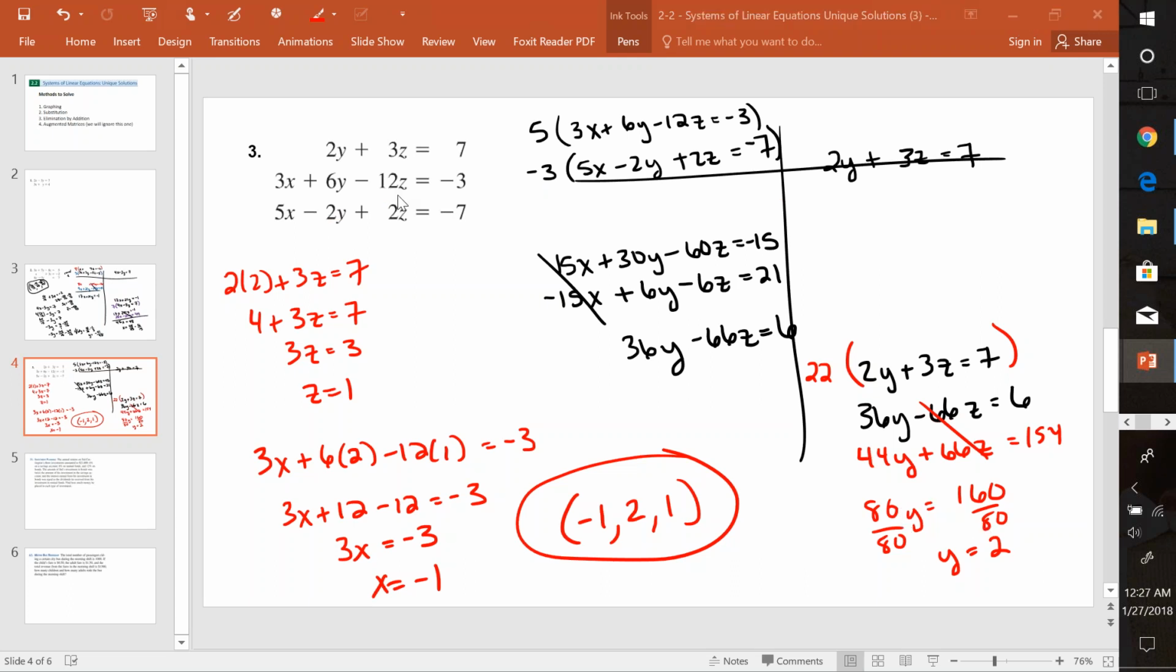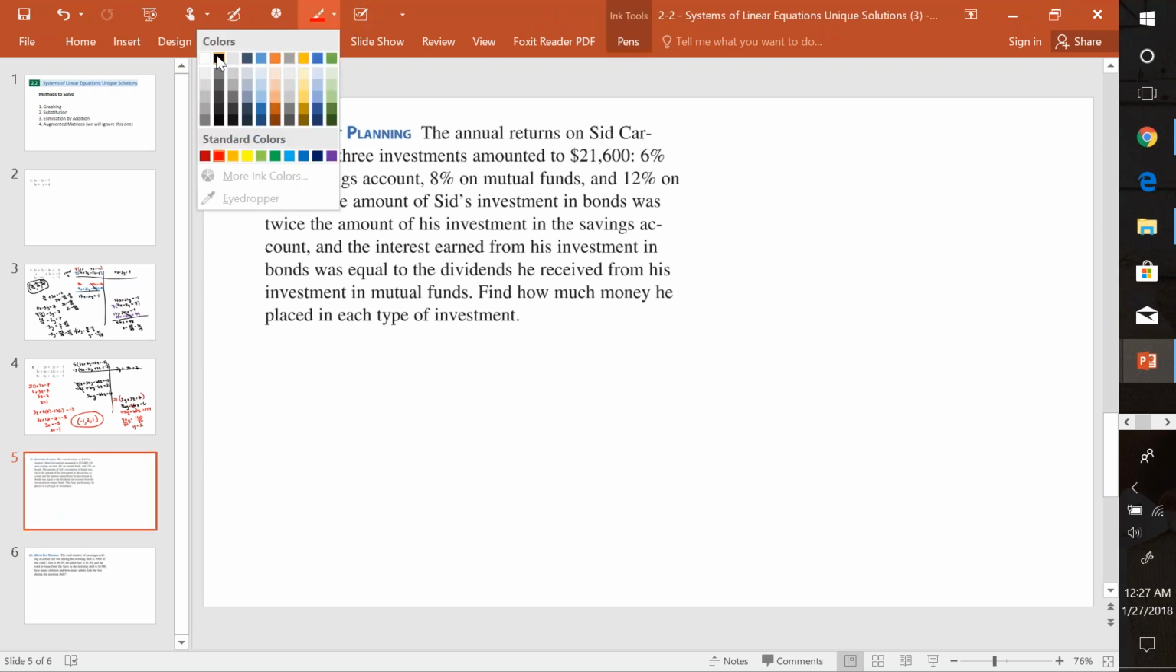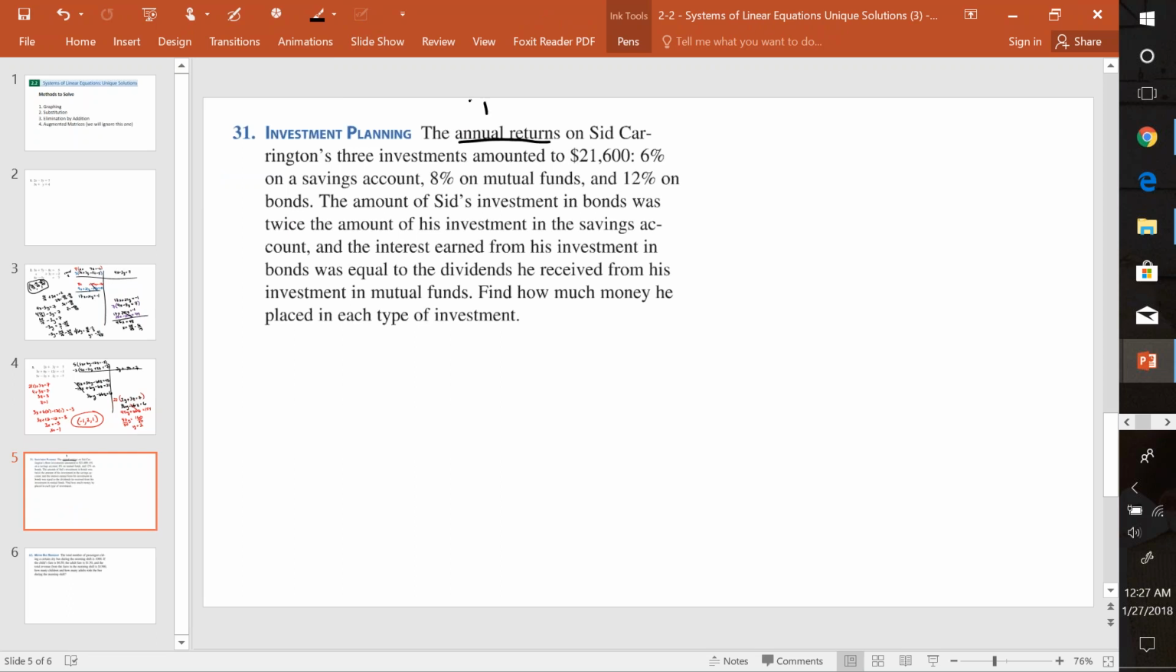All right, for these next couple problems, we're going to be setting up some word problem analysis here, reading the problem and then writing what we think the system is. So for number 5, it says the annual return on Sid Carrington's 3 investments amounted to $21,600. Annual returns means that we're looking at simple interest, which is I equals PRT, for principal times rate times time. He had 6% on a savings account, 8% on a mutual fund, and 12% on bonds. The amount of Sid's investment in bonds was twice the amount of his investments in savings accounts, and the interest earned from his investment in bonds was equal to the dividends he received from his investments in mutual funds. Find how much money he placed in each type of account.